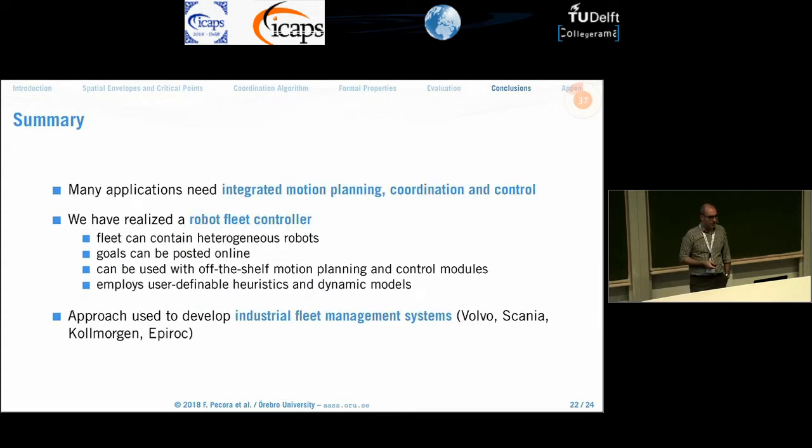So, in summary, we've presented an integrated motion planning, coordination, and control approach. We've realized a loosely coupled approach which provides essentially a robot fleet controller. The fleet can be heterogeneous. The goals can be posted online. It can be used with off-the-shelf motion planners and control modules, making very little assumptions on them. And it employs user-definable heuristics and dynamic models.